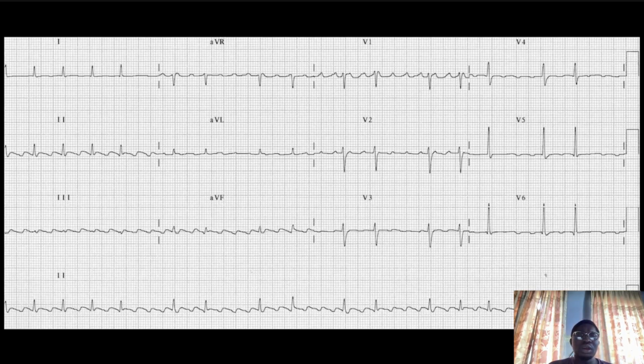So, there isn't a question stem with it, just the ECG picture. So, I'm going to leave it on screen for a little bit. You can actually pause it just to try and compose the findings you see and see if you can come up with a reasonable diagnosis.